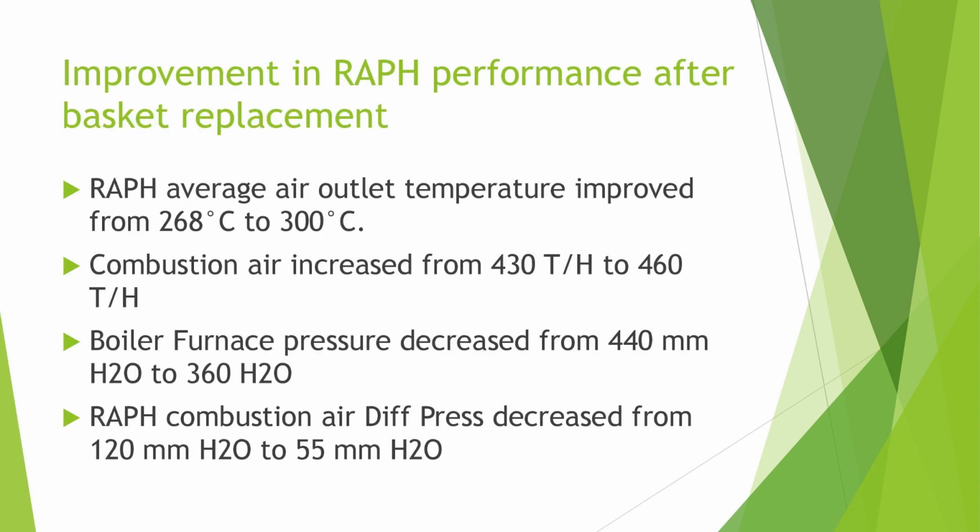Improvement in APH performance after basket replacement. APH average air outlet temperature improved from 268 degrees Celsius to 300 degrees Celsius. Combustion air increased from 430 T/h to 460 T/h. Boiler furnace pressure decreased from 440 mm H2O to 360 mm H2O. APH combustion air differential pressure decreased from 120 mm H2O to 55 mm H2O.